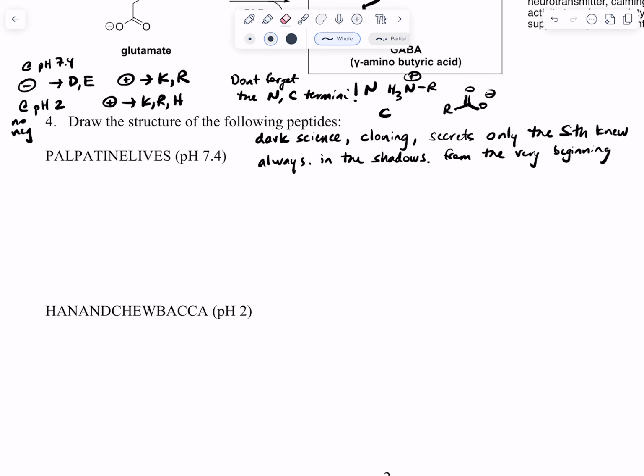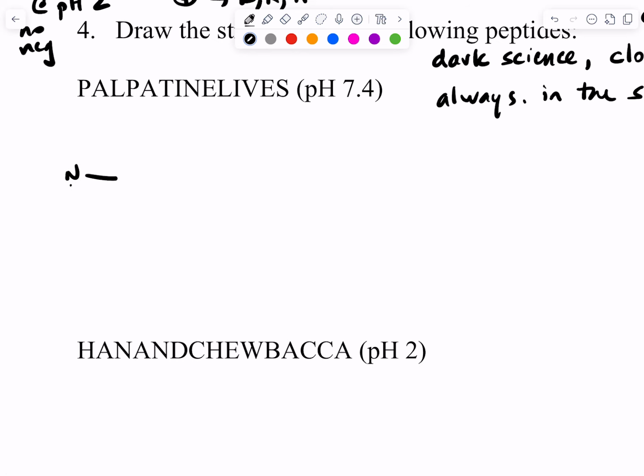All right, proline is a weird one. Remember, proline is the one where it's a 5-membered ring side chain that links back to the nitrogen. At pH 7, that N-terminal amino group should be positively charged. The way this would work on a multiple choice test is I would write the sequence palpatine lives, and then I would have options A through H or something, and only one of them would be right.